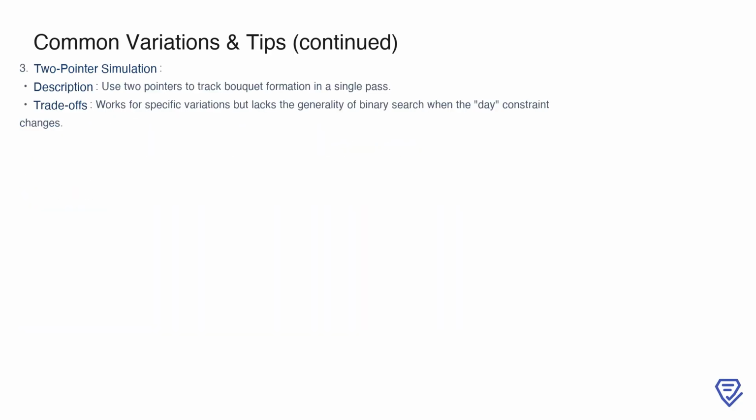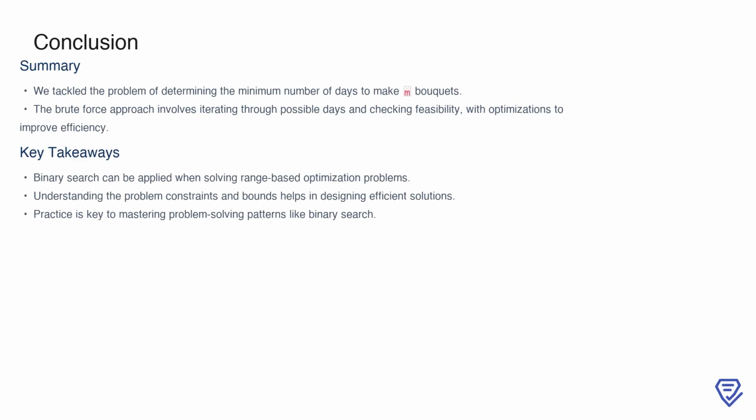Finally, let's briefly touch on the two-pointer simulation method as another alternative. Here, you use two pointers to track bouquet formation in a single pass through the array. This method can be efficient in certain variations of the problem, especially when the constraints are less dynamic. However, it lacks the generality of binary search, particularly when the day constraint changes or becomes more complex. While it's a useful technique in some scenarios, binary search remains the more robust and scalable approach for solving this problem efficiently.